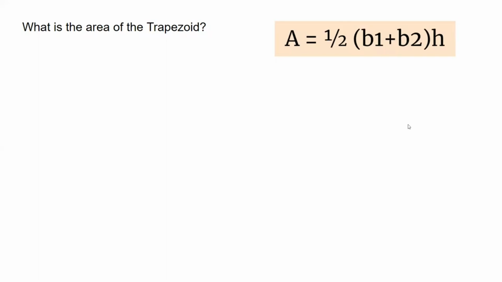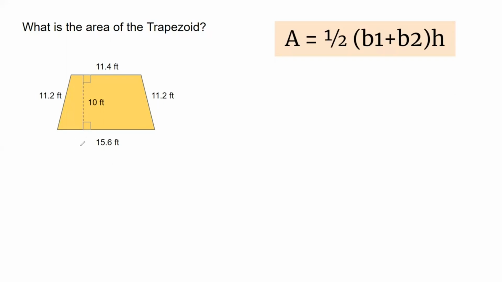This may look like the most complicated formula, and it kind of is, but it's not too bad. Area equals 1/2 the sum of base 1 and base 2. We already talked about the fact that there's two bases, and then we're going to multiply that by the height. Let's take a look at our example. We got a lot of numbers here. Some of them we don't need.